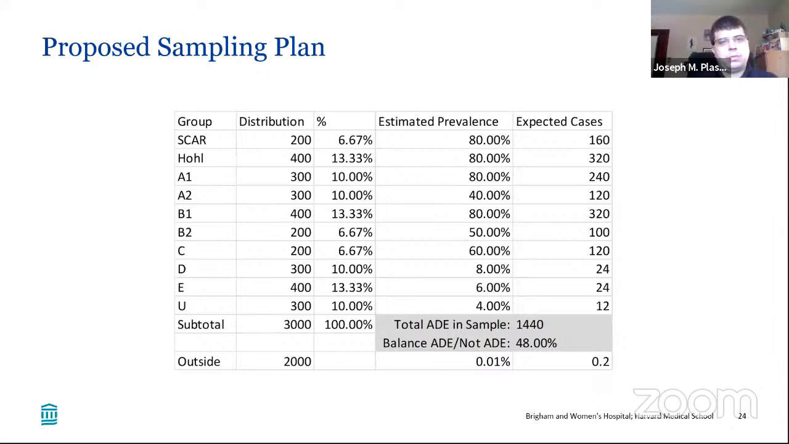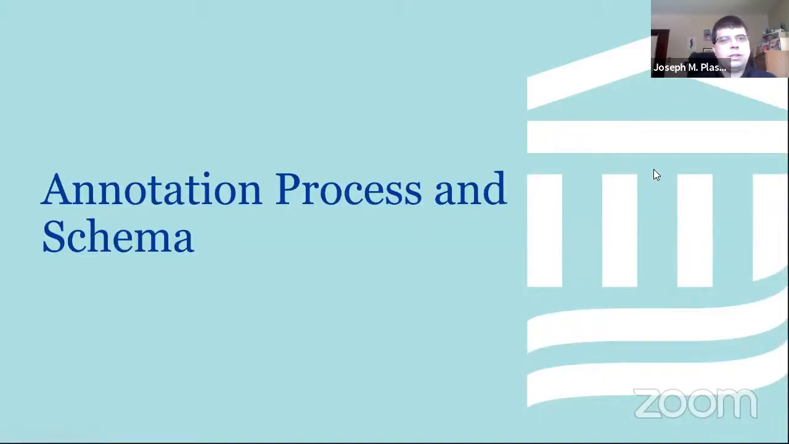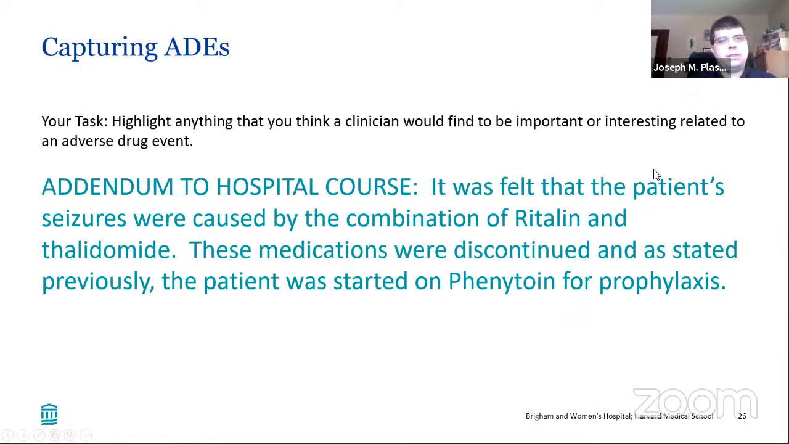Let's talk about the annotation process by going through some examples of how one might get started. So the first task is to highlight everything that a clinician would find important or interesting as it relates to adverse drug events within a clinical note. In this task, information is hidden within unstructured clinical notes. And so domain experts, in this case clinicians, help us to identify what is relevant. So take a moment and highlight anything in this passage that you think would be important or interesting related to adverse drug events.